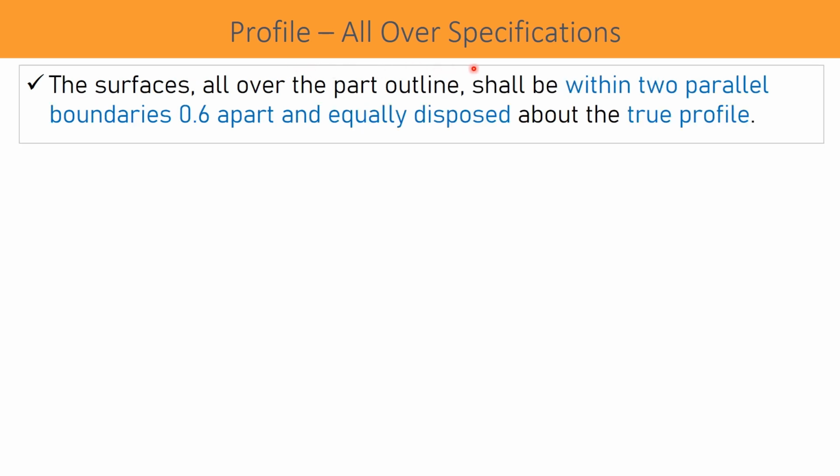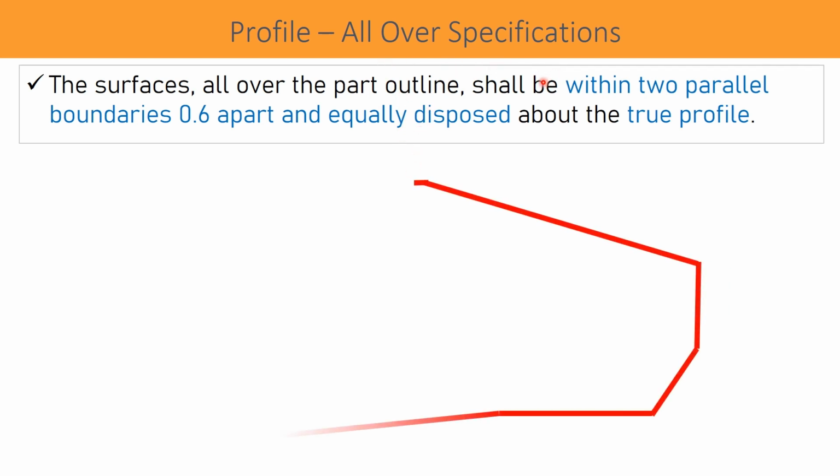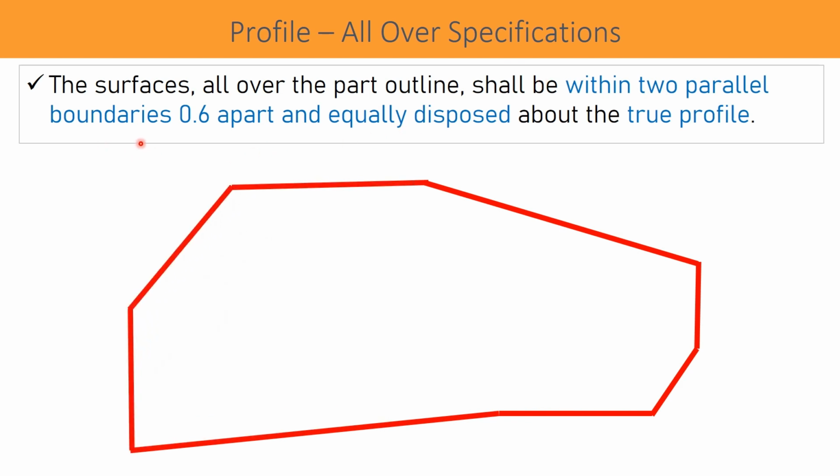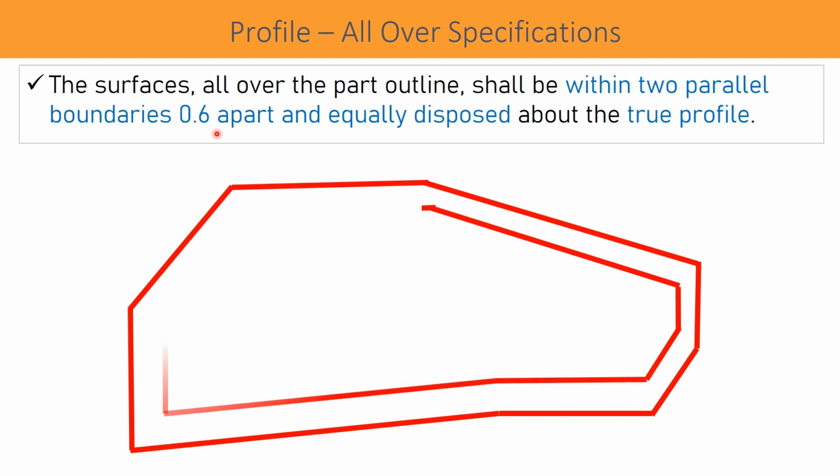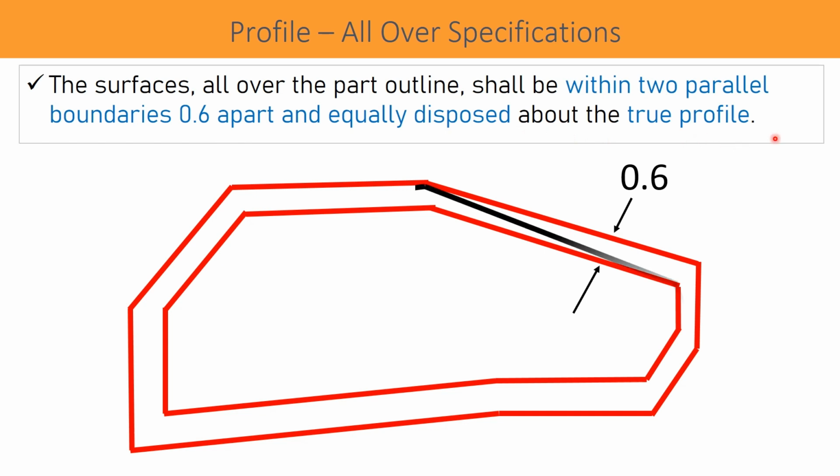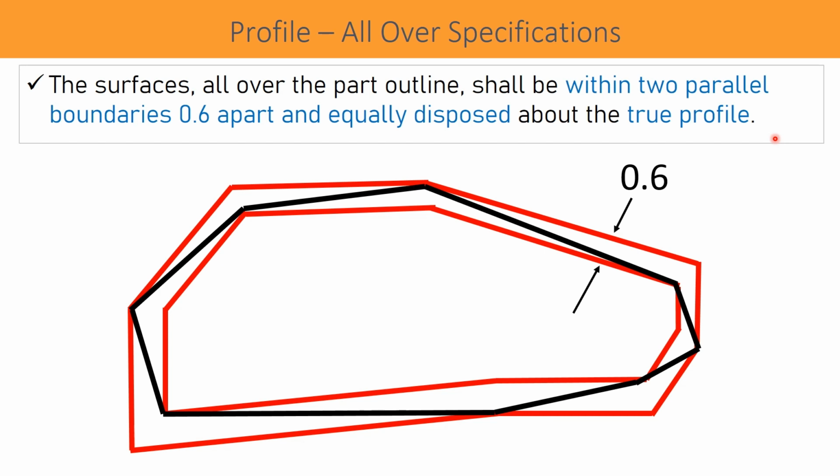Here is a little larger view to understand better about all over specifications. Since 0.6 is given, these are the two boundaries which are 0.6 apart, and these two boundaries are equally disposed from the true profile, and the actual profile should be within the given two boundaries.